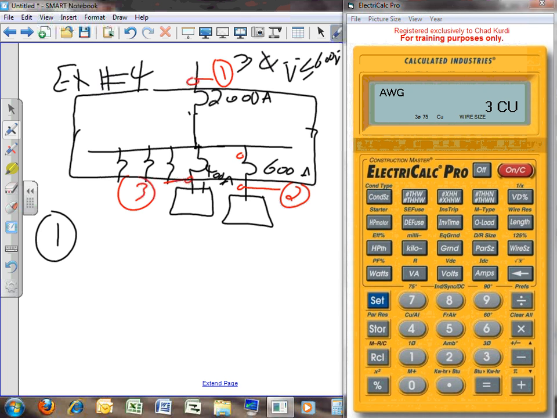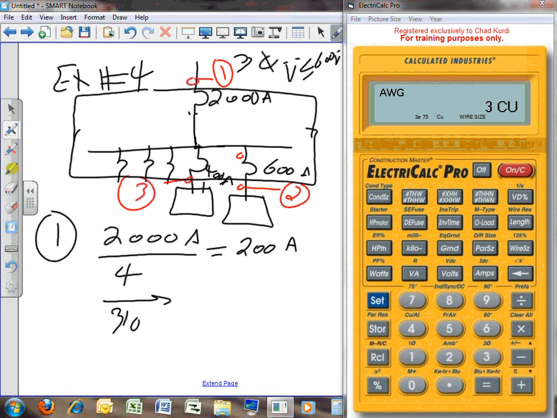Let's go to number 1 first. Number one, I have 2,000, right? I decided on a 2,000 amp feeder and decided to parallel 4 sets. Why 4 sets? 4 sets give me 200 amp. From 200 amp, if you go to table 310.15(B)(16), what would the 200 give you? A 200 amp at 75 degrees can give me 3 aught.